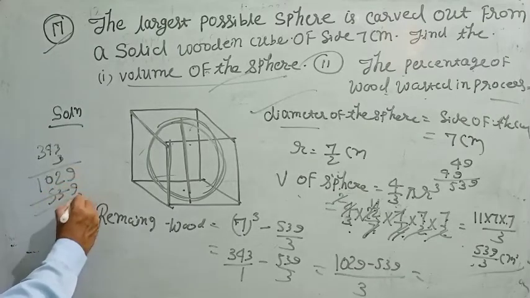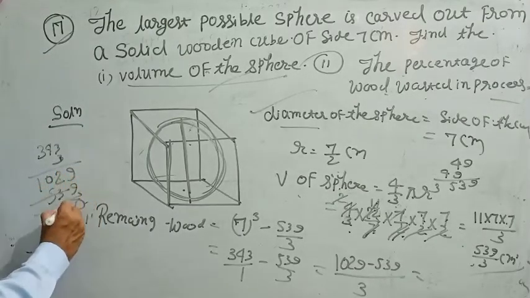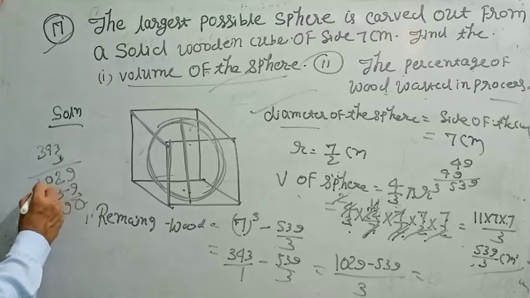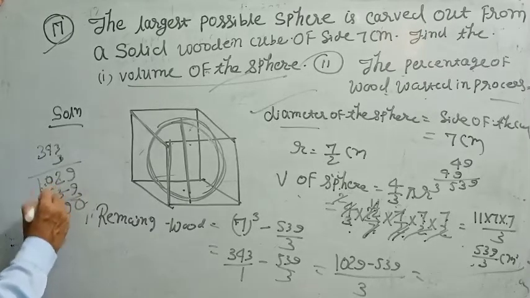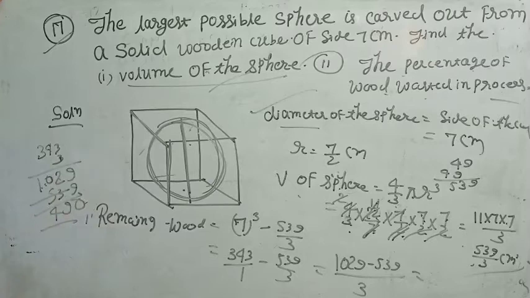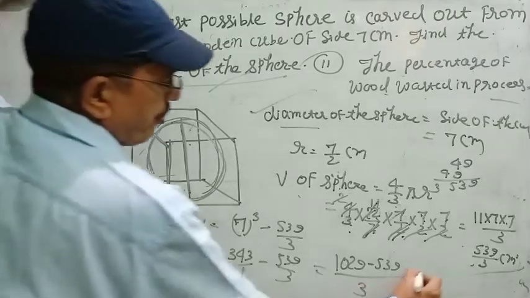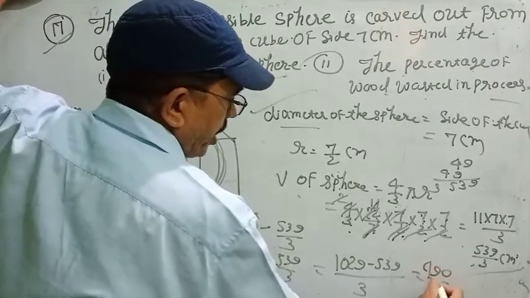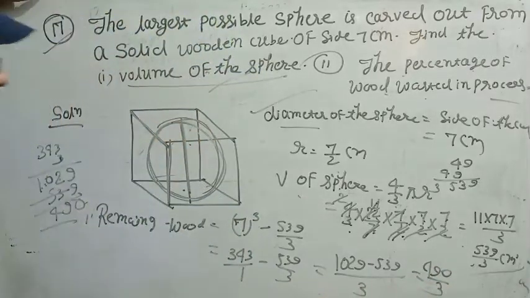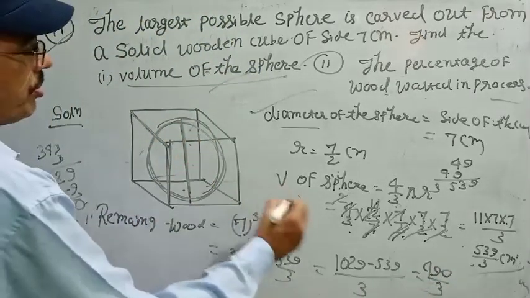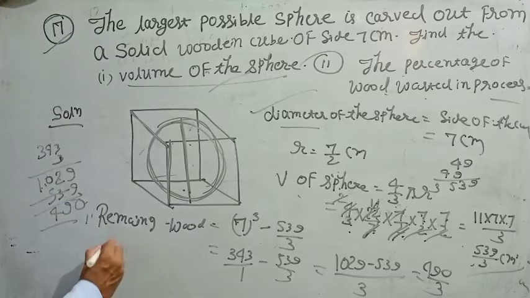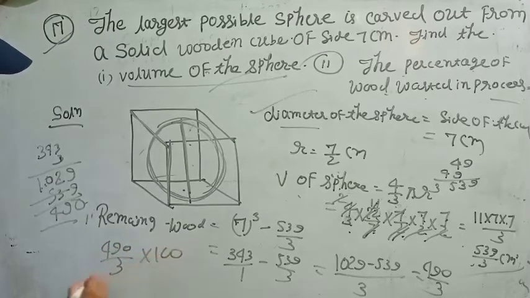539 and 90 and 12 is 9, and here is 9, that is 490. So 490 by 3. Your question is, what percentage of this wastage? So percentage is equal to 490 by 3 into 100 and divided by 343.